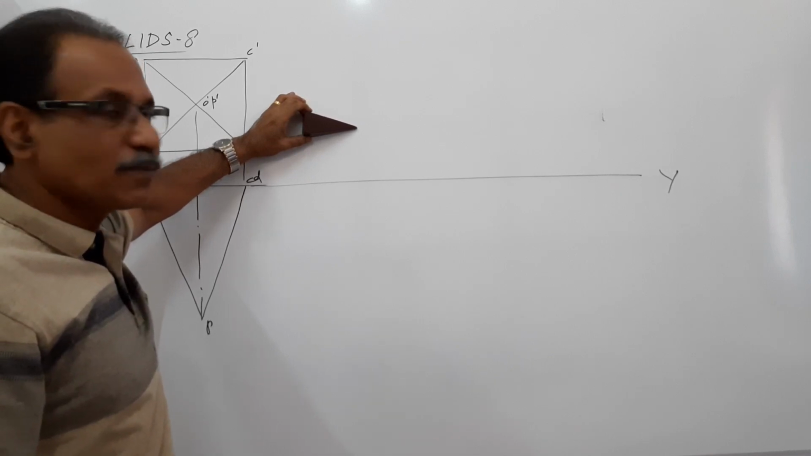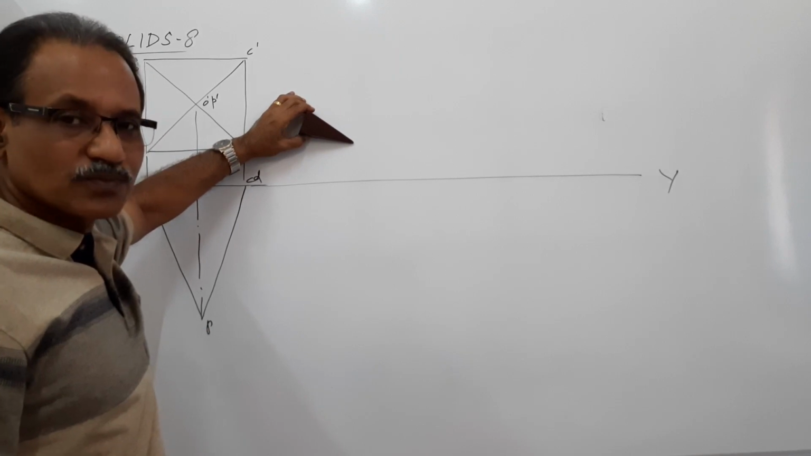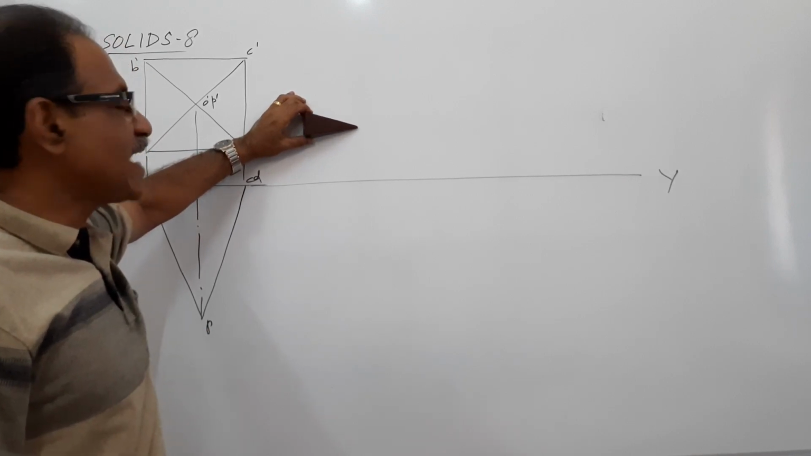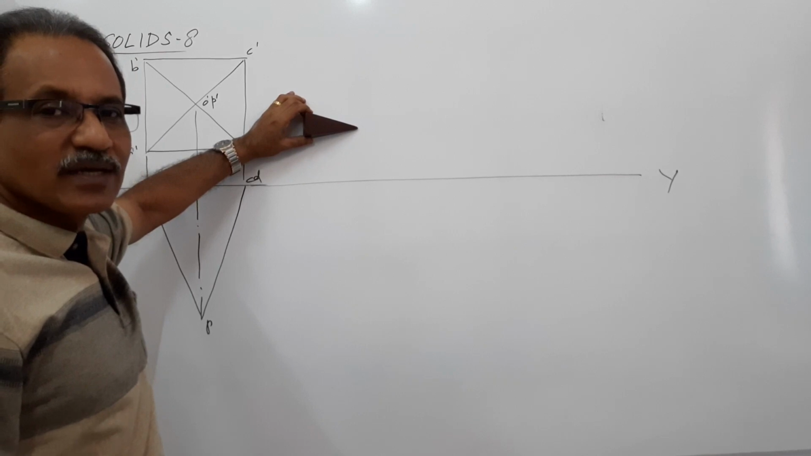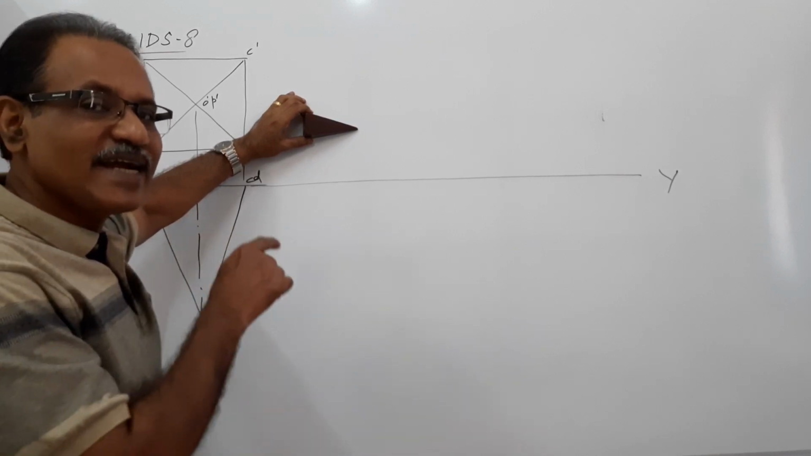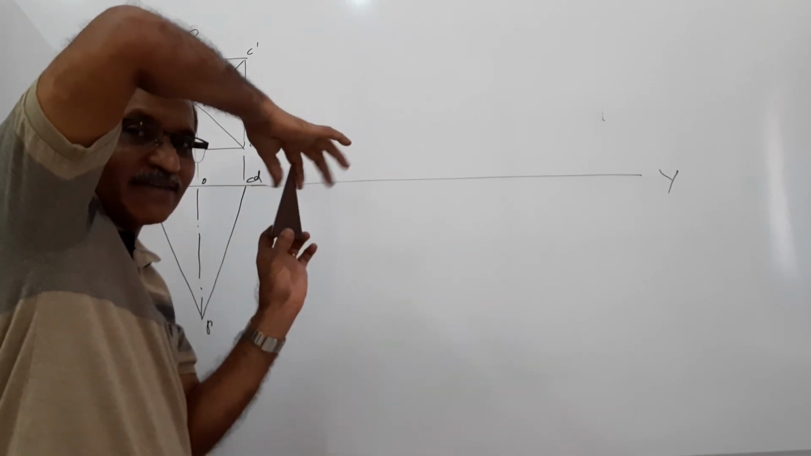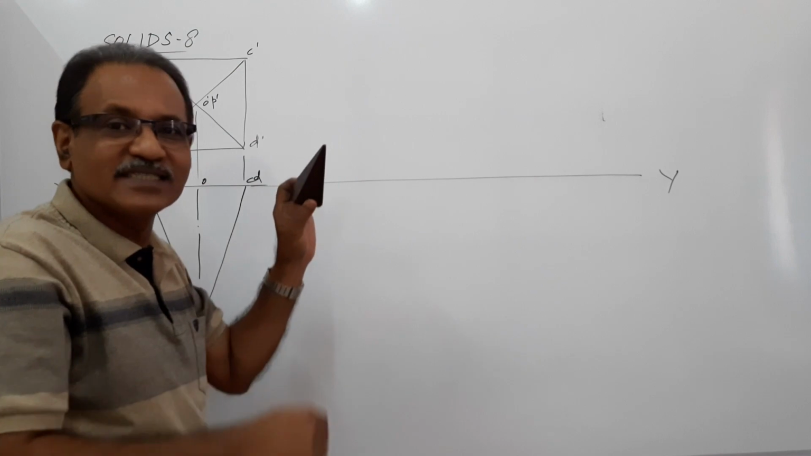If you move, this is the position. If you move like this, the axis becomes inclined to HP also. When it is lying like this, the axis is parallel to HP. What is the inclination of the axis to VP? Axis is inclined to VP by half of this angle at the vertex. That's the angle with which the axis is inclined to VP.